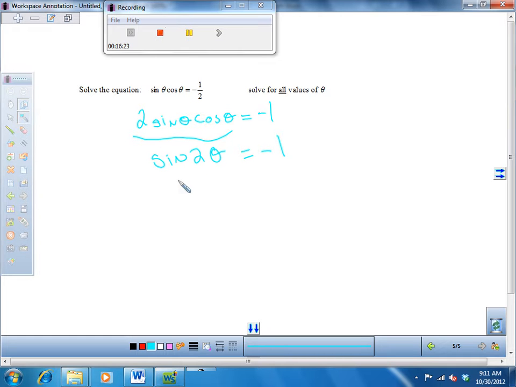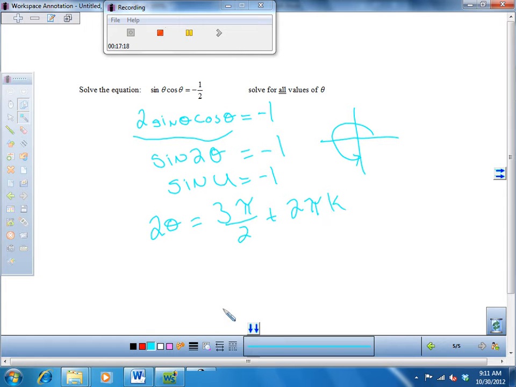So then I want to know where sine of something, we'll call it u, is equal to negative 1. Where is sine equal to negative 1? Right over here, at 3 pi over 2. But that's 2 theta, plus, every time I go around the circle, 2 pi k. With me there? Yeah.